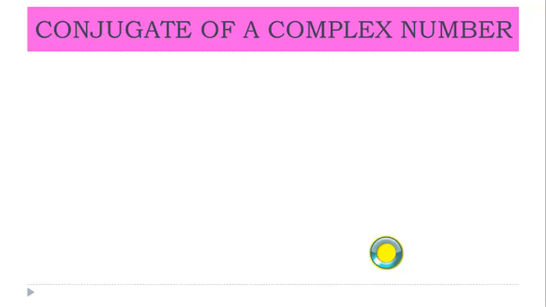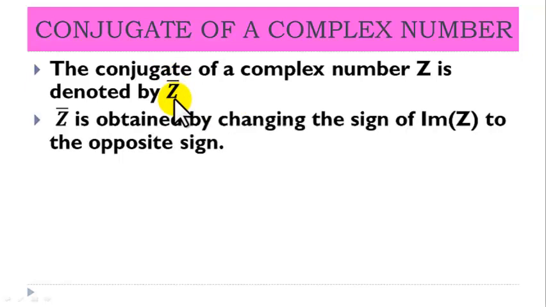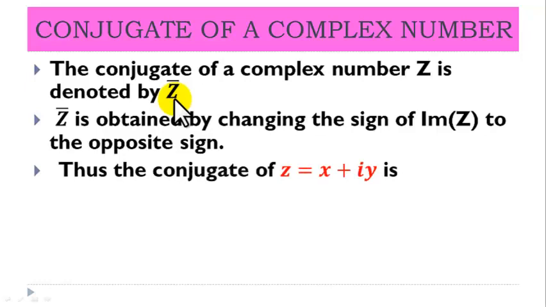Conjugate of a complex number. The conjugate of a complex number z is denoted by bar z, and it is obtained by changing the sign of the imaginary part of z to the opposite sign. Thus, the conjugate of z equal to x plus iy is bar z equal to x minus iy.